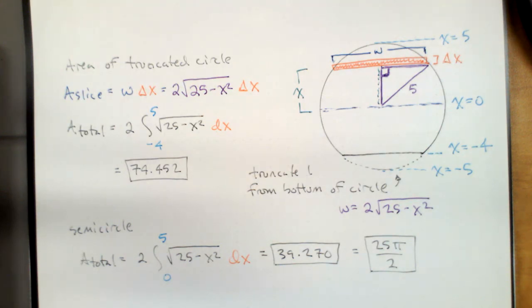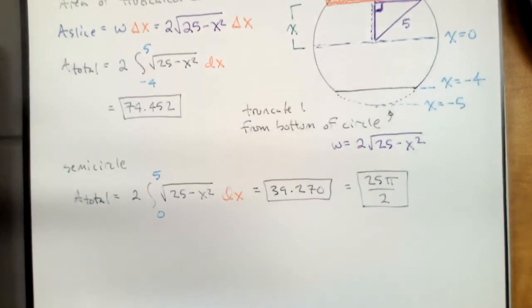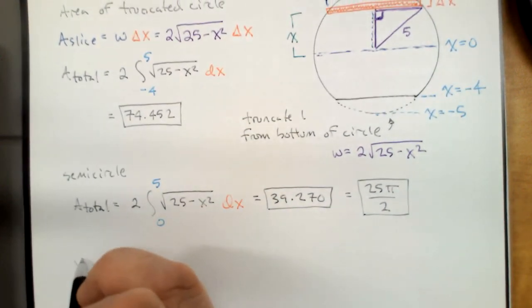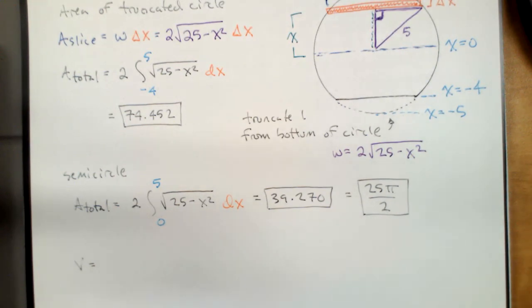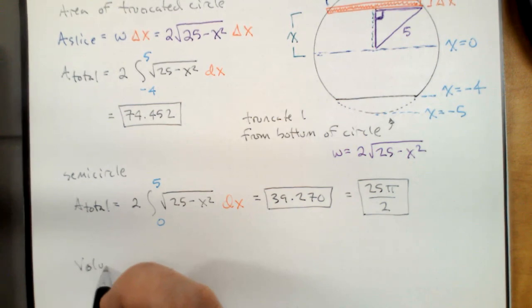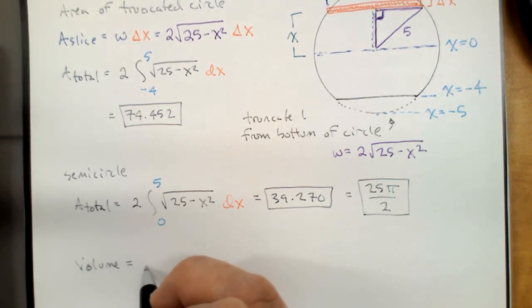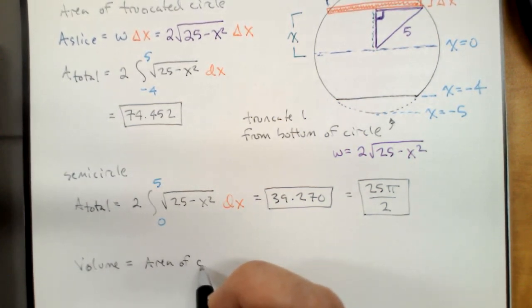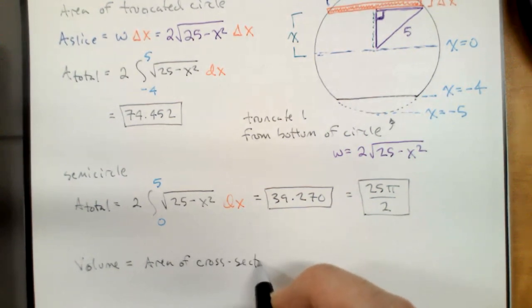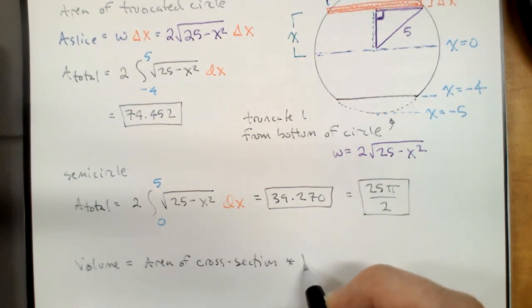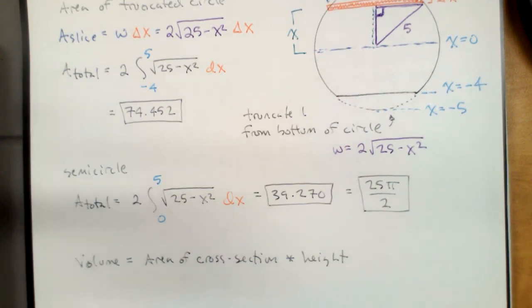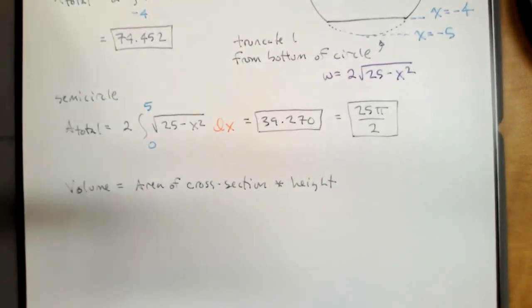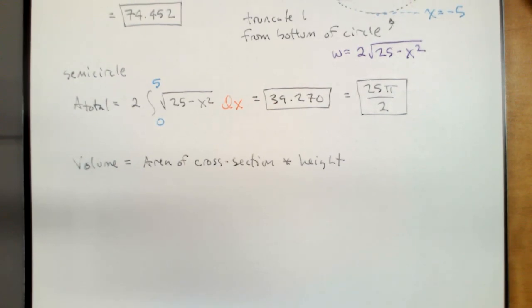We're going to upgrade this by 1 dimension. And we're going to tomorrow talk about volume. Right, volume. We're going to talk about volume as cross-sectional area times height. This is something that we do already. We already think of volume as cross-sectional area multiplied by height.